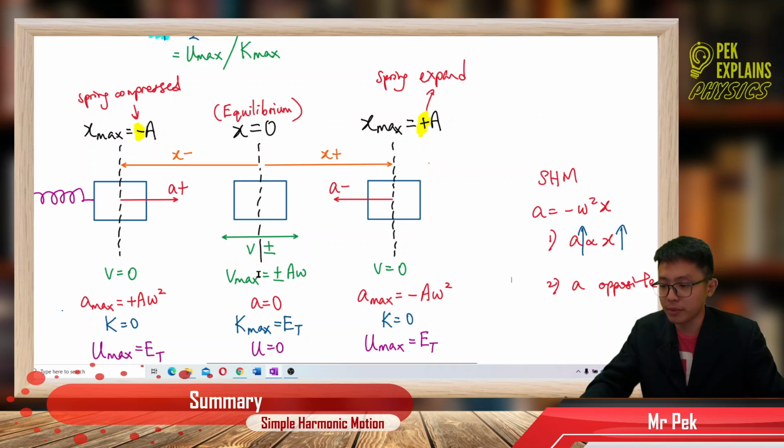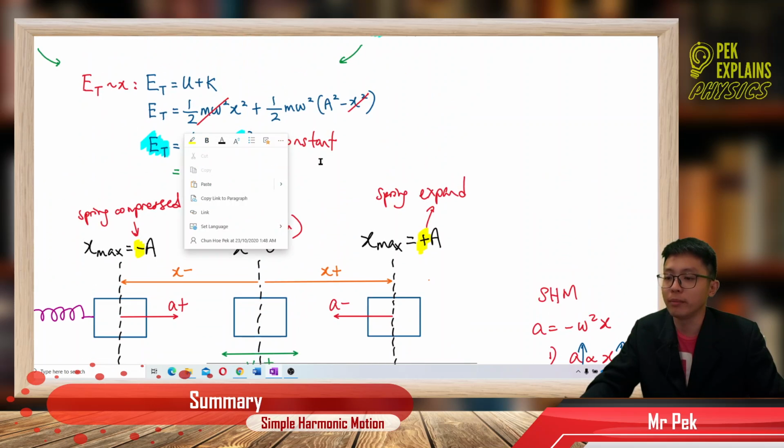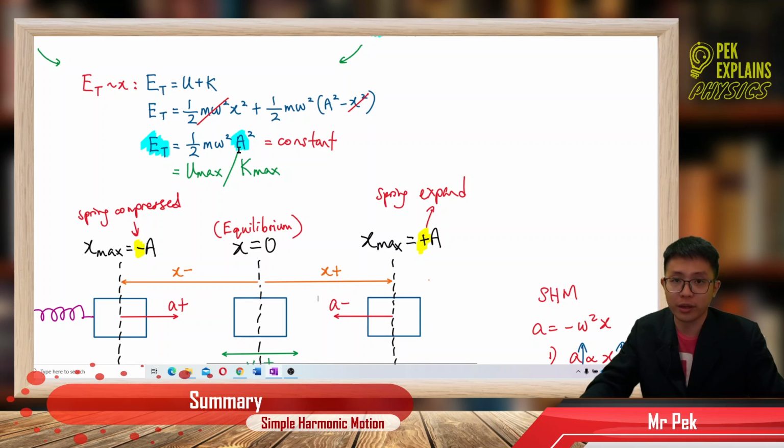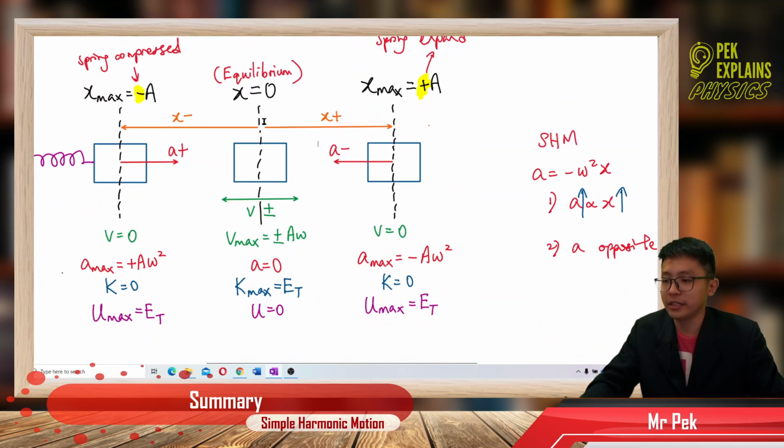So at the equilibrium position, the maximum kinetic energy is equal to the total energy. The maximum kinetic energy here is actually half m omega square a square. So kinetic energy is maximum at the equilibrium, but 0 at the amplitude because velocity is 0. So kinetic energy is 0. Stop for a while.